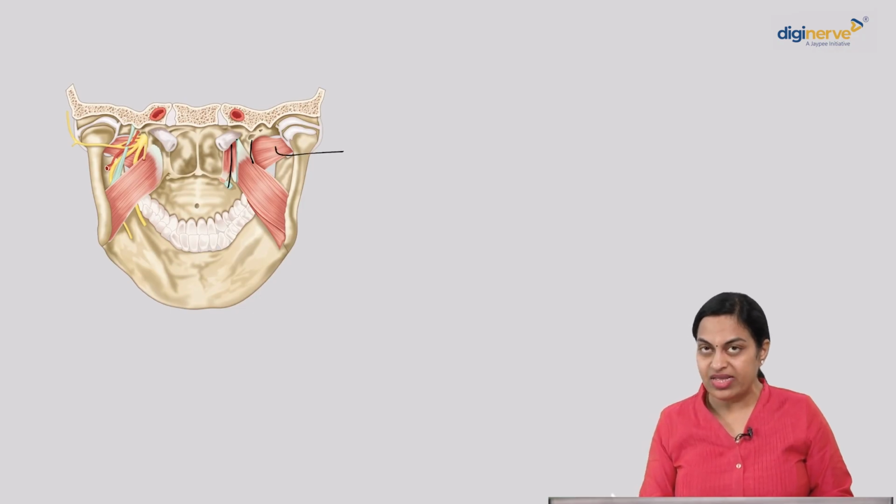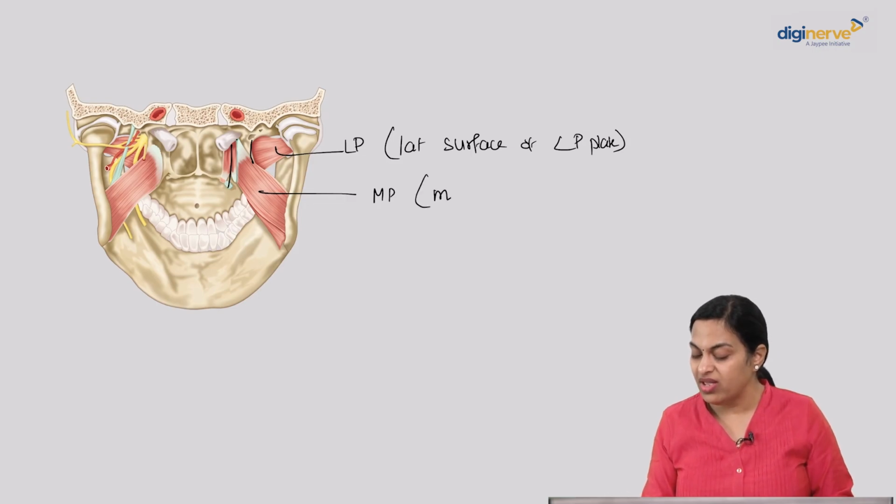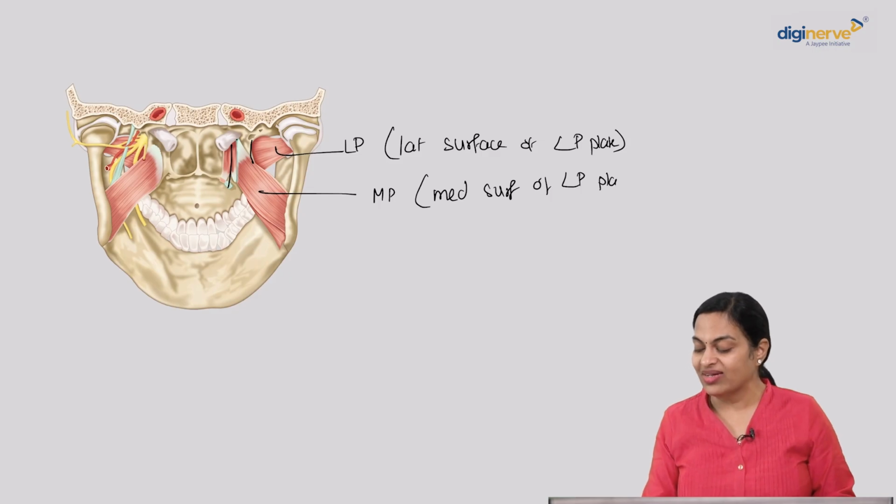This is the lateral pterygoid plate. Okay. This will be the medial pterygoid plate. You can see that the lateral pterygoid muscle originates from the lateral surface of lateral pterygoid plate. And this is the medial pterygoid muscle originating from the medial surface of lateral pterygoid plate.